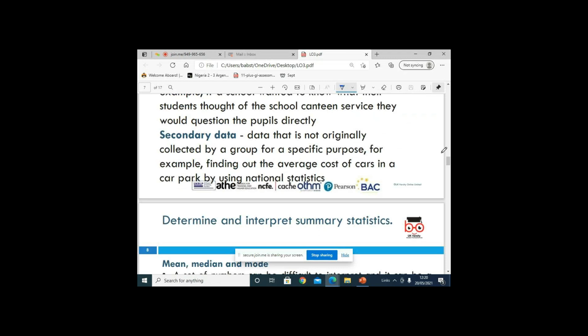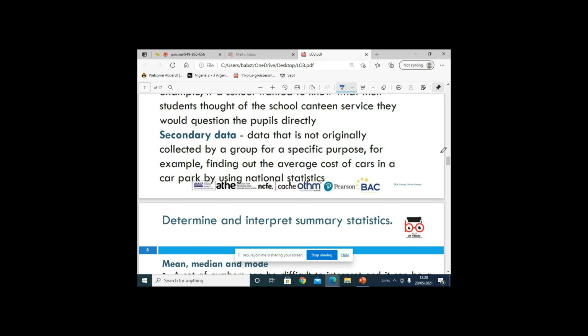So another one is secondary data. These are data that were not originally collected by your group for a specific purpose. For example, finding out the average cost of a car by using national statistics. So if you want to get information, but someone has already conducted an investigation on that, you are just going to pick that person's information. It's not directly from the source. That is secondary data.